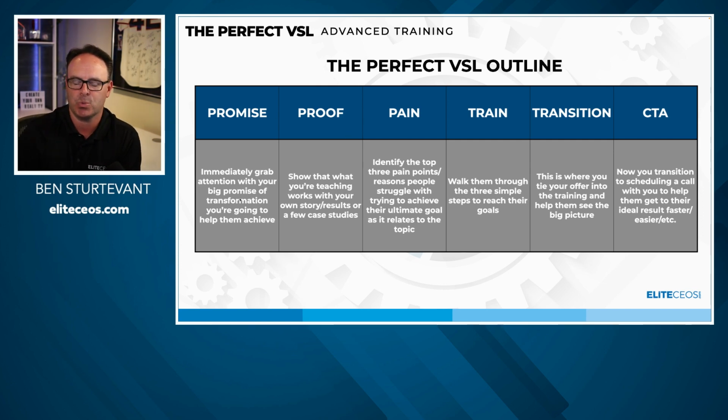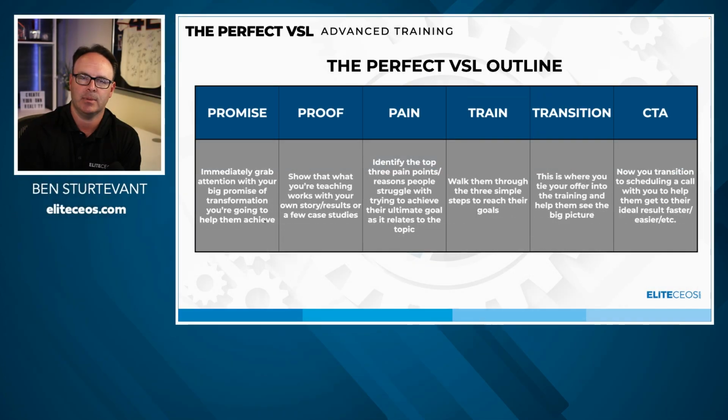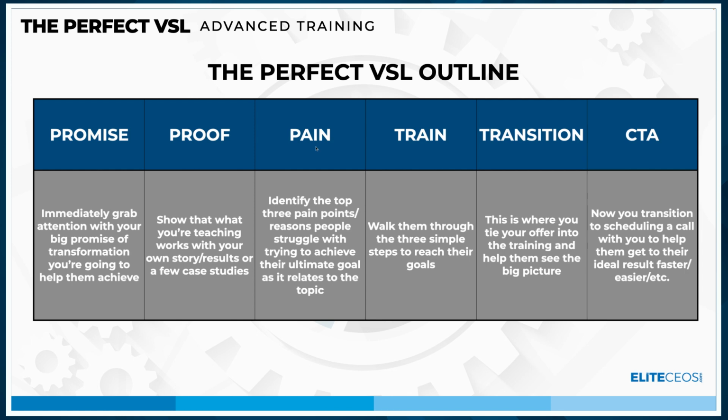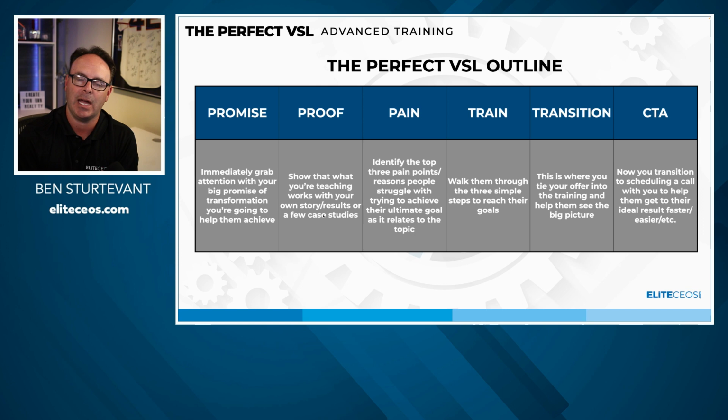So basically in the promise, we want to immediately grab their attention with what the big promise of transformation is going to be, right? How you're going to help them achieve what they want. Remember when I showed you on the customer acquisition roadmap, the before state and the after state, right? You want to be able to illustrate to them how you're going to help them get there. Then we want to make some proof, show them that what you're teaching works with your own story or results or a few case studies. If you don't have any testimonials or case studies yet, that's totally fine. Just tell your story, right? Totally easy to do, okay?